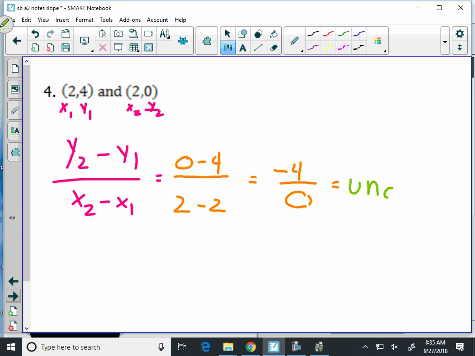It's undefined. That's how I abbreviate undefined. Can't have 0 in the denominator. It's undefined. So when 0 is in the denominator, your slope is undefined. When 0 is in the numerator or the top, it's 0. Questions over that?